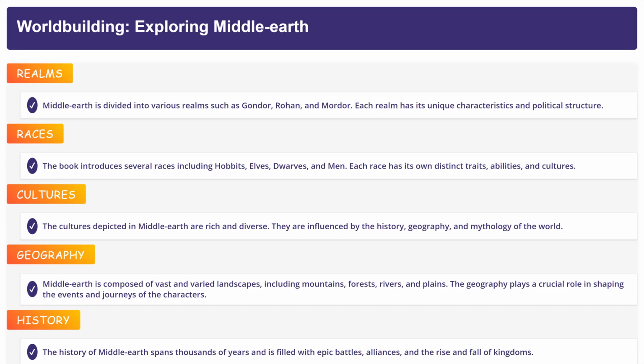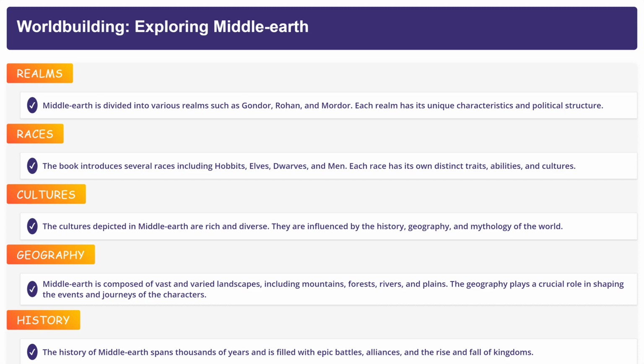In this segment, we will explore the rich tapestry of landscapes, races, and cultures that J.R.R. Tolkien meticulously created in The Lord of the Rings. From the idyllic Shire to the majestic elven realms, we will uncover the wonders and secrets of this magical setting. Let's take a closer look into the intricately crafted world of Middle-earth. We'll start by discussing the different realms, races, and cultures depicted in the book.